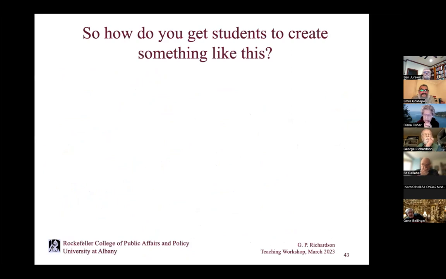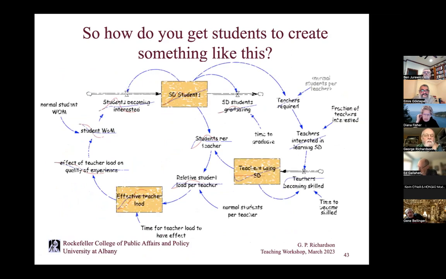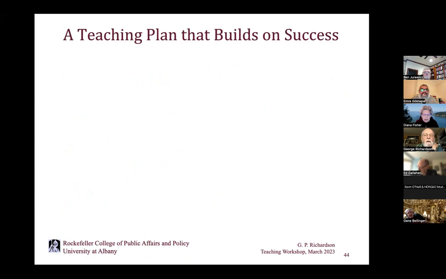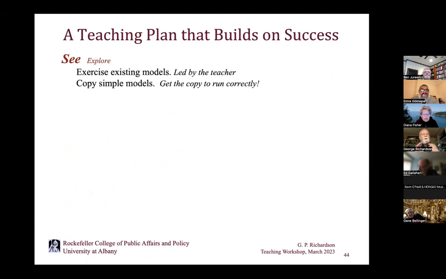All right, this is my last major part of this talk. This comes from my personal experience. How do you get students to create something like this? Here's a plan that will work. There's 4 stages to this plan. I call the first stage C, or explore.